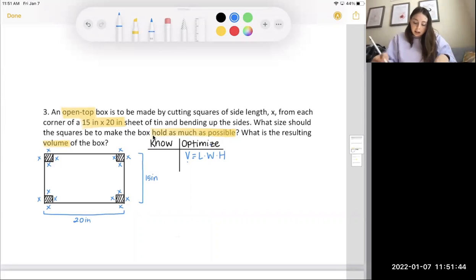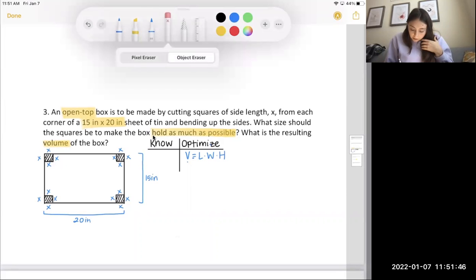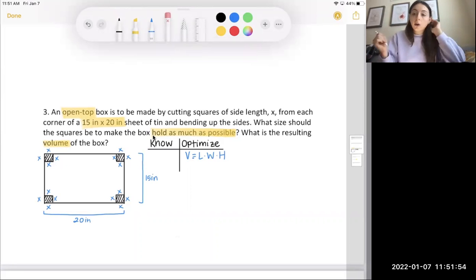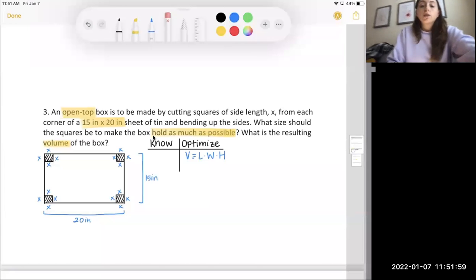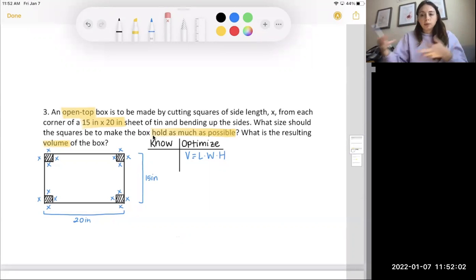And that means we need to use the information in the diagram to figure out how to represent the length, width, and height for this specific box. So right now we have length, width, and height as 3 separate variables, but we want to represent them using X because they already gave us X as a variable for the side length of the squares. And that's what we're trying to figure out. It says what size should the squares be? So we're going to have to solve for X at some point. So let's figure out what the length, width, and height are for the box in terms of X.